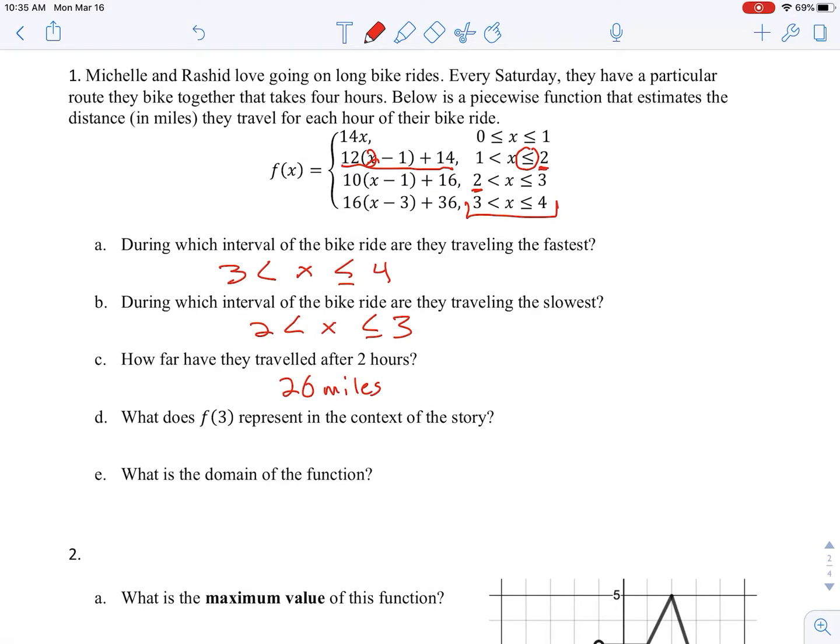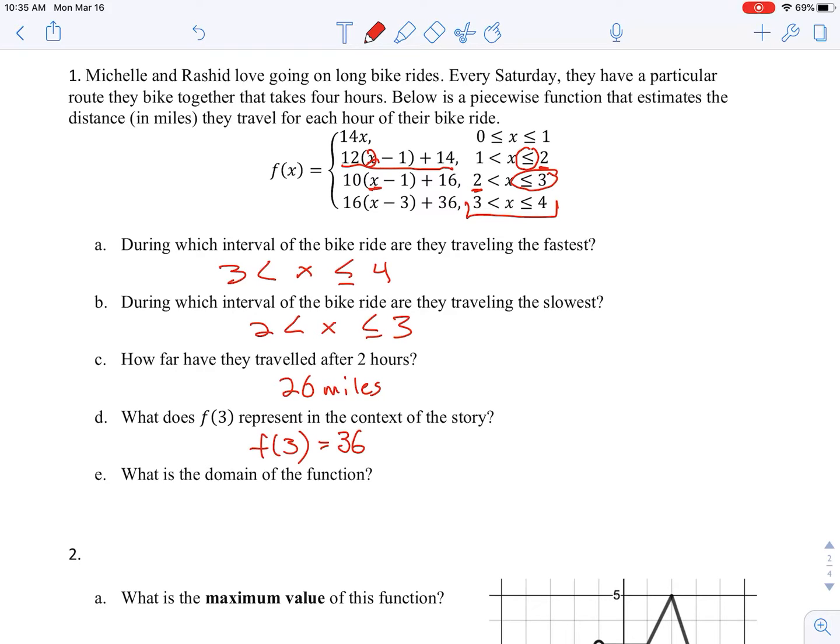What does f of 3 represent? So f of 3, well, let's figure out what that is. This is 3, or equal to, so I would put 3 here. So f of 3, 3 minus 1 is 2, 2 times 10 is 20, 20 plus 16 is 36. So you would write f of 3 as 36, and that means that after 3 hours they have gone 36 miles. What is the domain of the function?